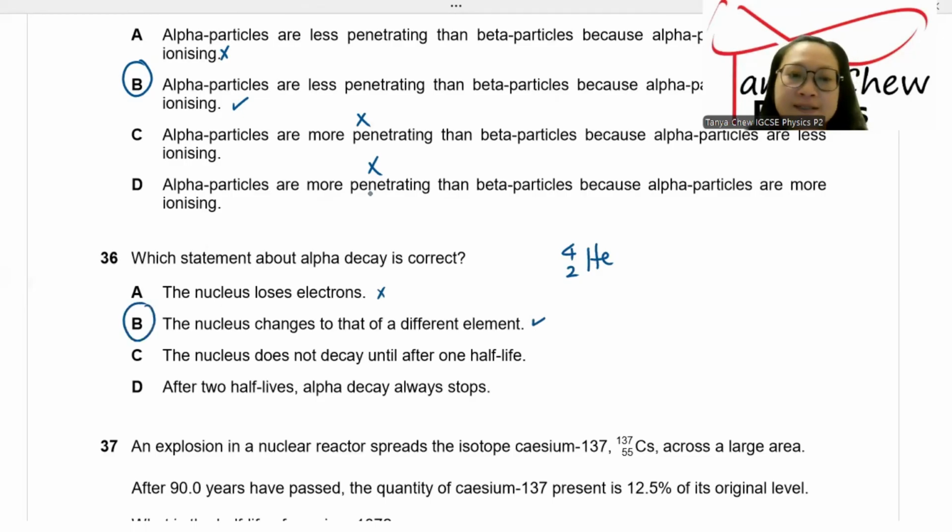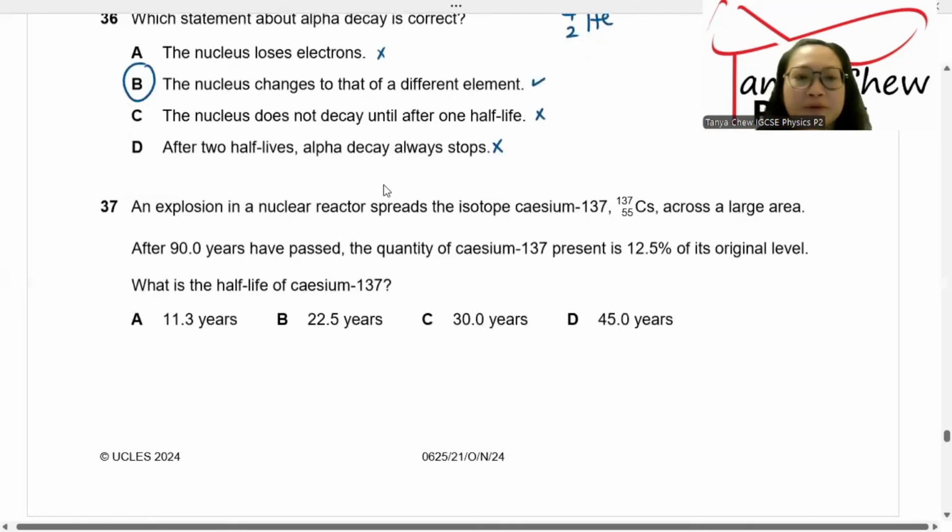B is the answer. C, the nucleus does not decay until one half-life. That is not true as well. D, after two half-lives, alpha decay always stops. No, not necessarily stopping.